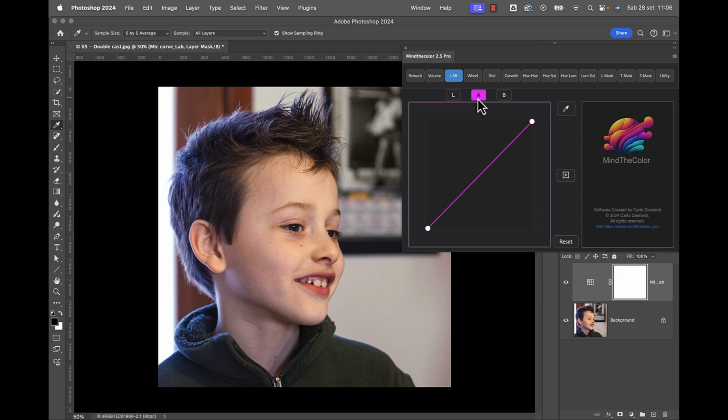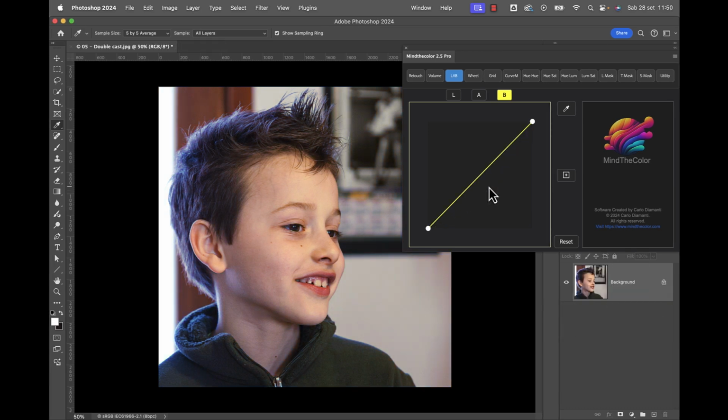If you use the A curve, pushing it up will make the image more magenta, while pulling it down will give it a greener look. Notice that the color changes, but the lightness is untouched, because both the A and B components do not carry any information about it. As you may surmise, the B curve behaves similarly to the A curve. Pushing it up shifts the picture towards yellow, pulling it down towards blue.